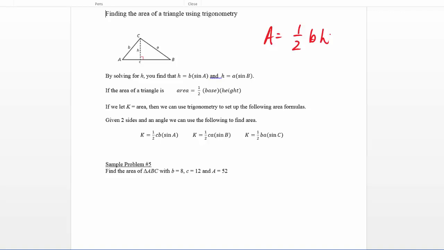Now, in this particular formula, we've actually let K represent the area of the triangle. So I don't want you to get confused. I know in geometry you use the capital letter A for the area, but we use the capital letter K here so that you don't confuse the capital letter A with a given angle A. So we'll use capital K for the area. So if you see these three possible formulas depending on where you draw the altitude, you can use that to actually solve the problem. So go ahead and try sample problem 5 with the given information.